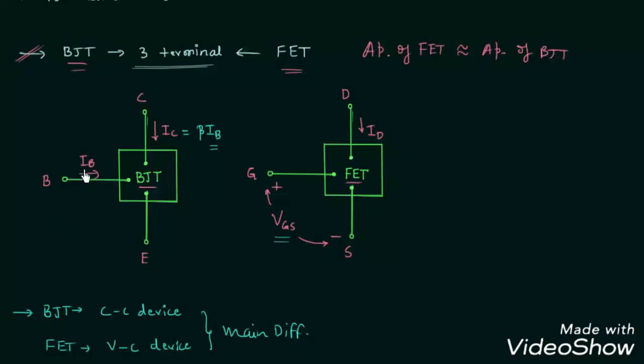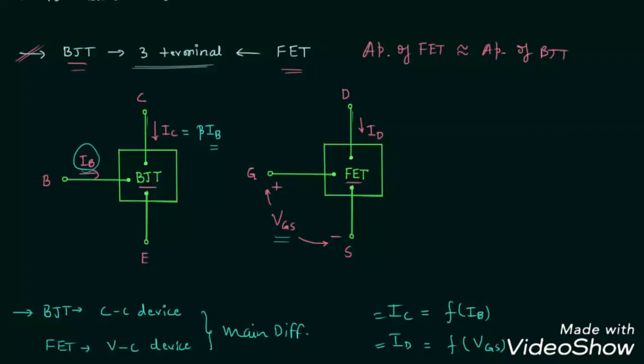Current IC is the function of input current IB. On the other hand, in case of FET, current ID is the function of voltage VGS. And you can see in both the cases, the output currents are the functions of input parameters. So we can say that the output currents in both the cases are controlled by parameters of input circuit. VGS is the input voltage in case of FET, and IB is the input current in case of BJT.